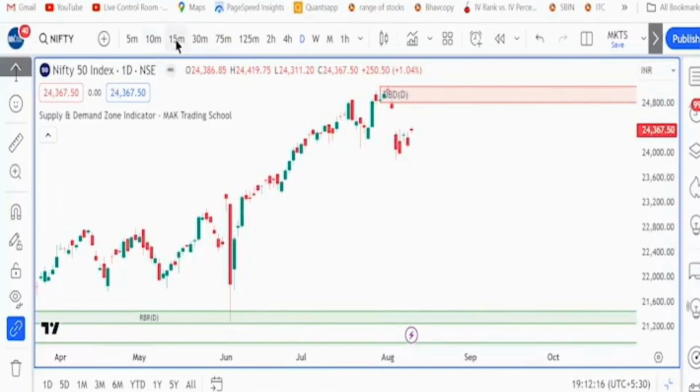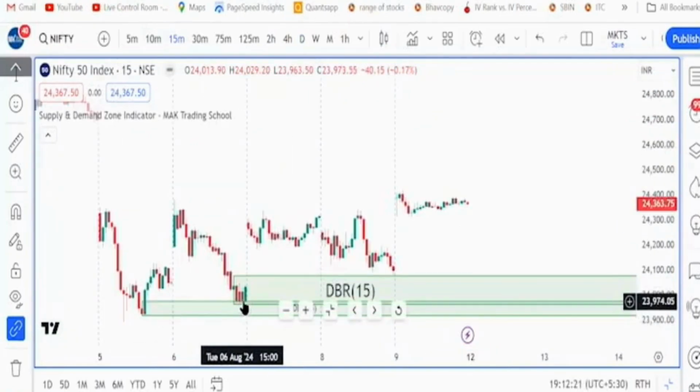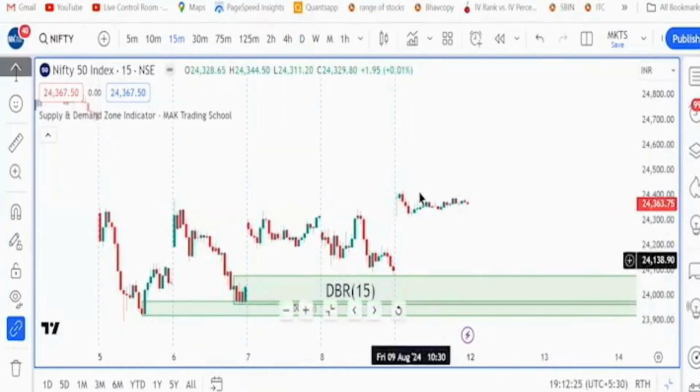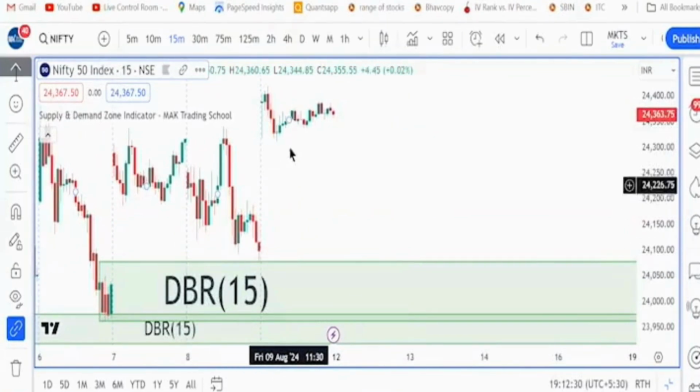Smaller time frame, 15 minutes. Do you have any intraday trades? Intraday drop base rally, price came towards the end of the day. So you would not enter. Again, here it came back towards the end of the day, last candle. So no entry. Next day it is gapping up.